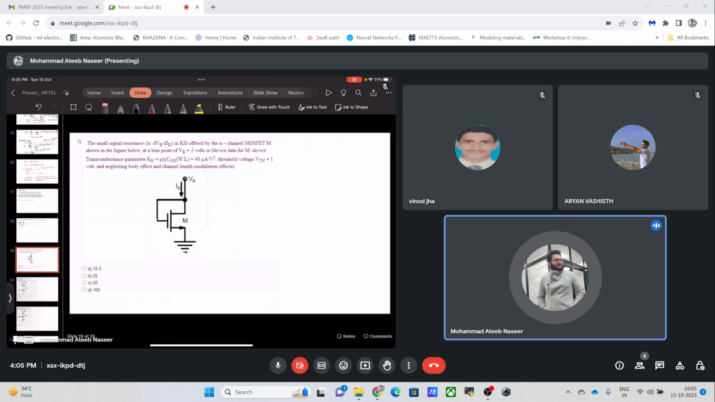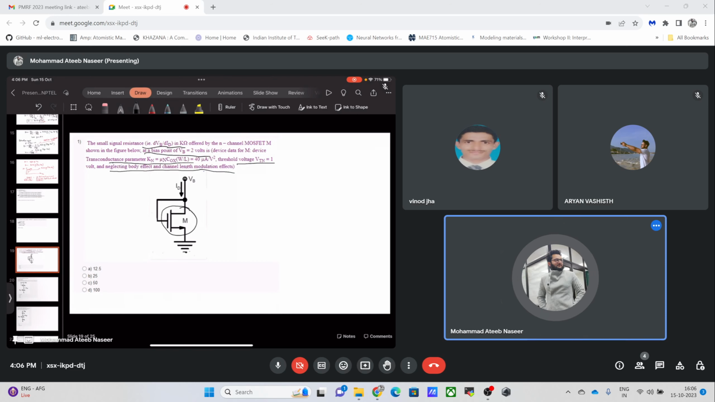Now the problem says that we have a small signal resistance given by dVb by dId. We know this will be some resistance offered by this N channel MOSFET, which is biased at 2 volts, and the transconductance parameter is given. The threshold voltage is 1 volt, and we have to neglect the body effect as well as the channel length modulation effects.